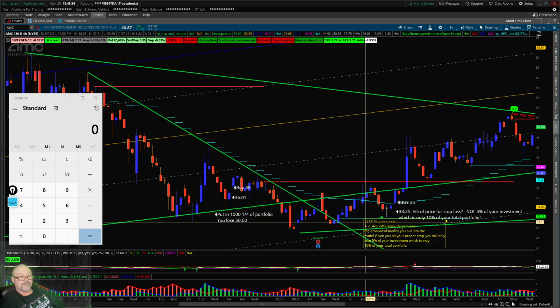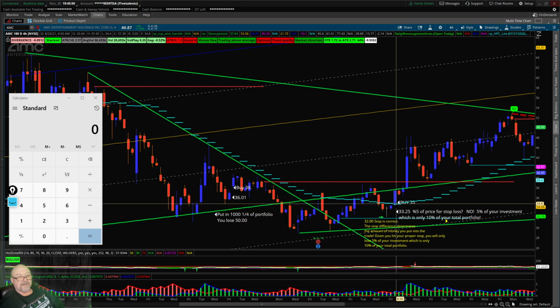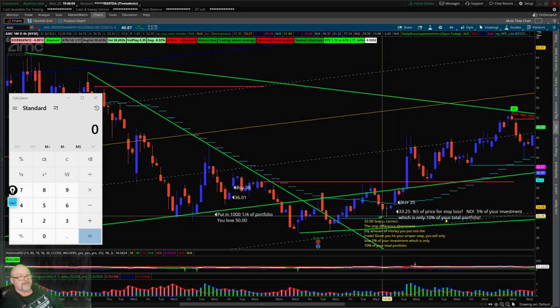So that is how you determine how much money you put into the trade. The stop loss determines how much money you put into the trade. It's not the other way around. You don't put in 400 and then take 5% of whatever you're buying, and that's where your stop loss is. That's not the way it works, guys.